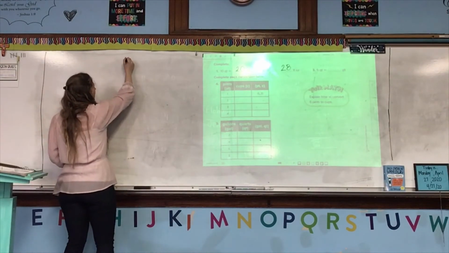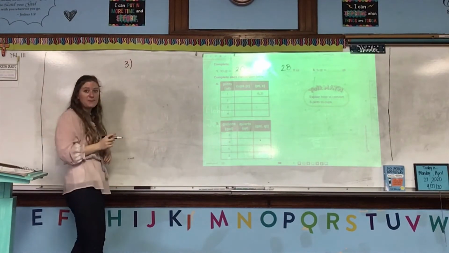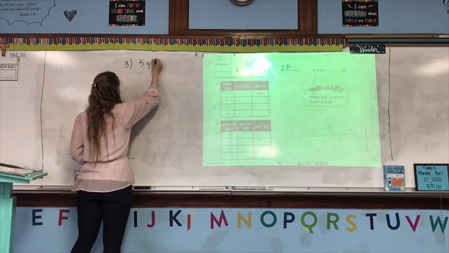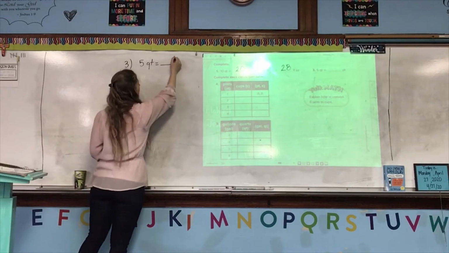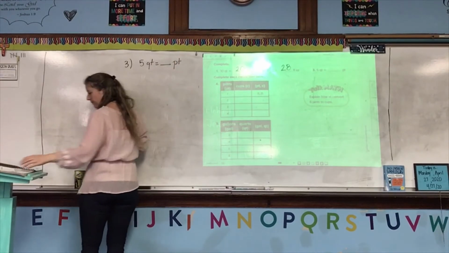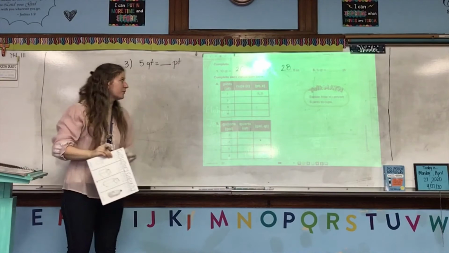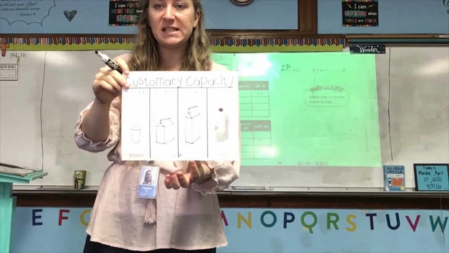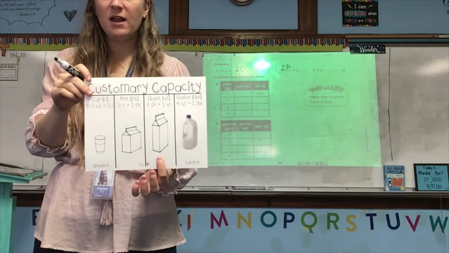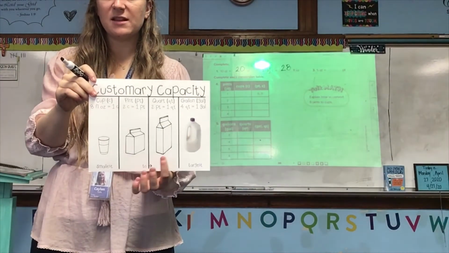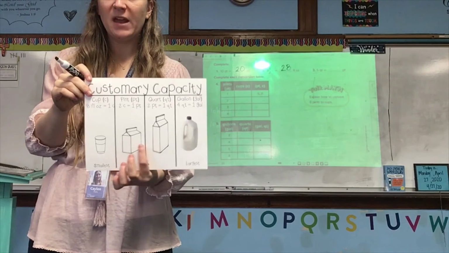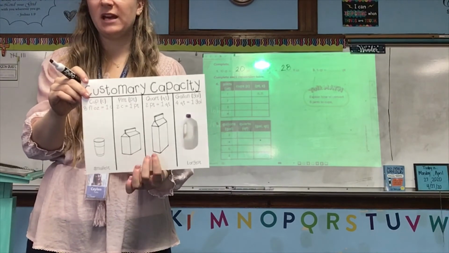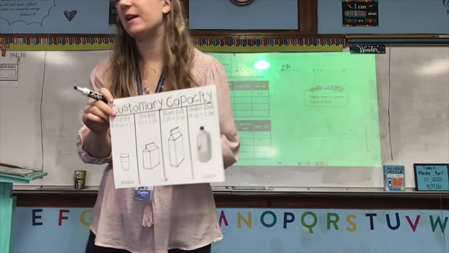So number 3, we're on our separate sheet of paper and we're going to rewrite that equality. 5 quarts equals how many pints? Well, we'll start by figuring out if we're going from big to small or small to big. If we look at our chart, we see that quarts, which is what we know, is to the right of pints, so that means we're going from big to small. They're also right next to each other. So that means we only have to do this in one step. We don't have to stop anywhere in between.